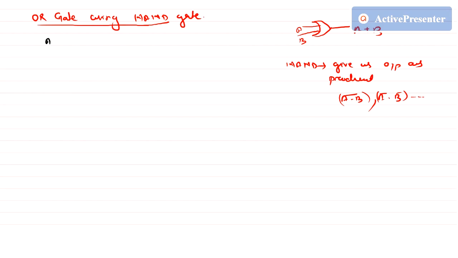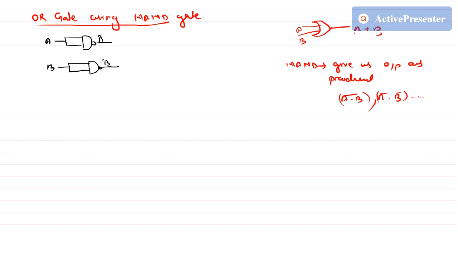I'll take A, I'll keep this to one NAND gate. Okay, so what will be the output here? Tell me. A bar. Here it is B bar, here it is A bar.